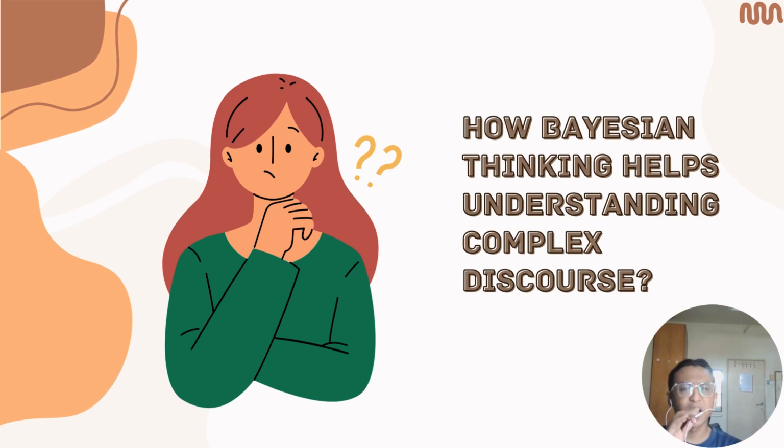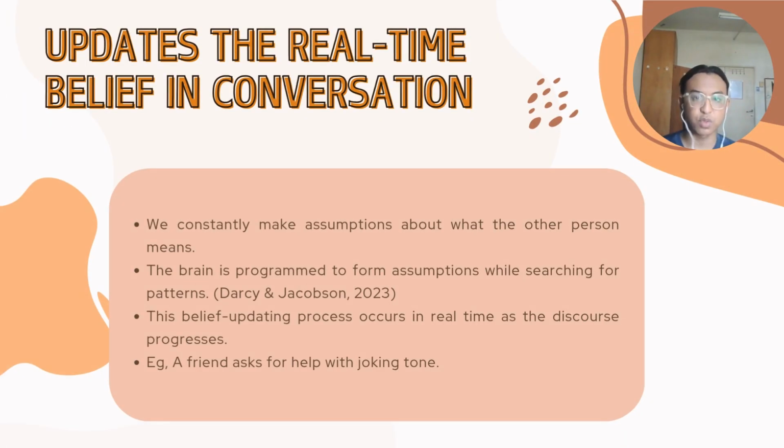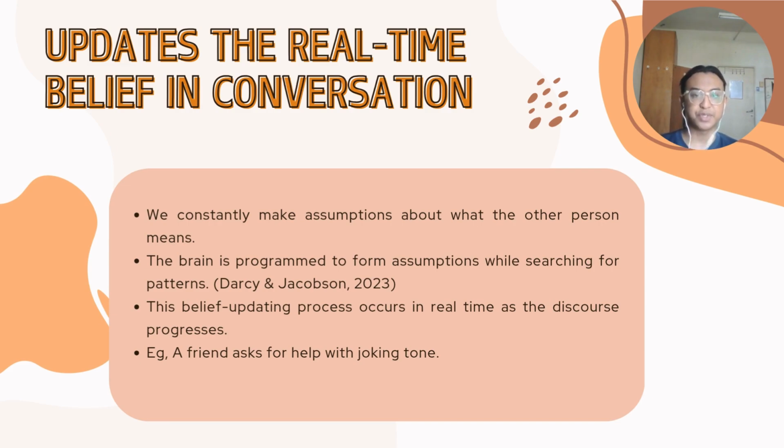Alright, now, how does Bayesian thinking help in understanding complex discourse? So here I will convey three points to all of you. Alright, the first one, Bayesian thinking updates the real-time belief in conversation. So in our daily life, we constantly make assumptions about what other people around us mean. So actually, according to Darcy and Jacobson 2023, our brain is actually programmed to form assumptions. At the same time, we actually search for patterns based on what the speaker says.